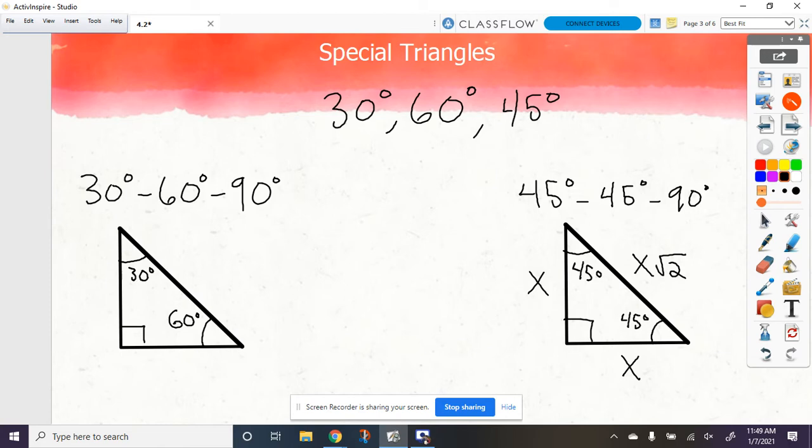We all with me? Now, our other relationship is a little bit different because it's not quite as nice. So I'm going to label our base still as x. That kind of gives us a starting spot. However, whenever we get to here, our height side is going to be x times the square root of 3, which then means that our hypotenuse is going to be 2x.